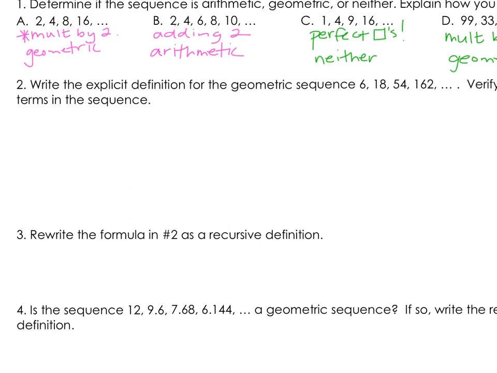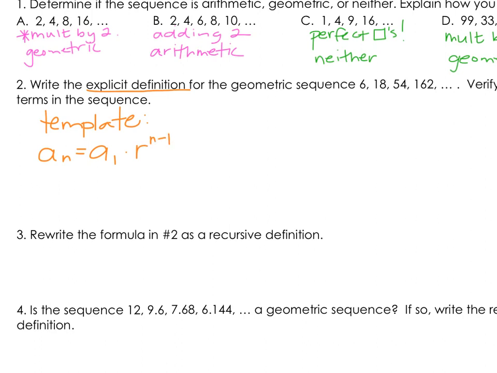Our next example, write the explicit definition for the geometric sequence 6, 18, 54, 162, and so on. It says verify the first 4 terms. I think we'll just look at the first 2. But first, let's write our explicit definition. The template that we're going to use is the template up above. The nice thing about geometric, in this part of the lesson for today, is that the template is super easy to work with. There's nothing to simplify once you plug in what you know.